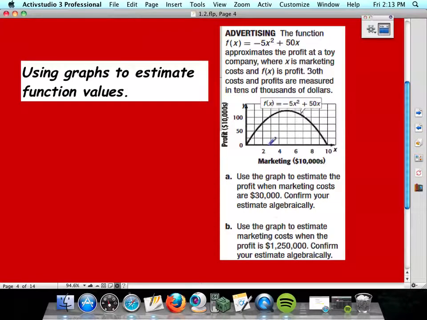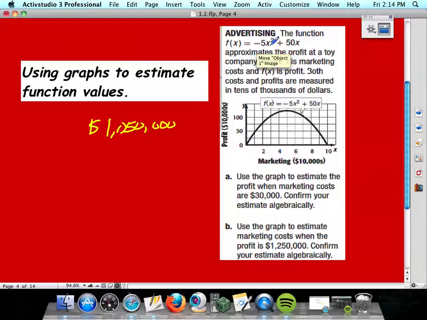30,000 would be right here. That's the 30,000. So if I go up there, it looks like a little bit over a million, but not quite. Let's say about 1,050,000 estimated. To find out for sure, I would take my calculator and plug 30,000 into the x's and see if I got close to that. I'm not going to do that right now.